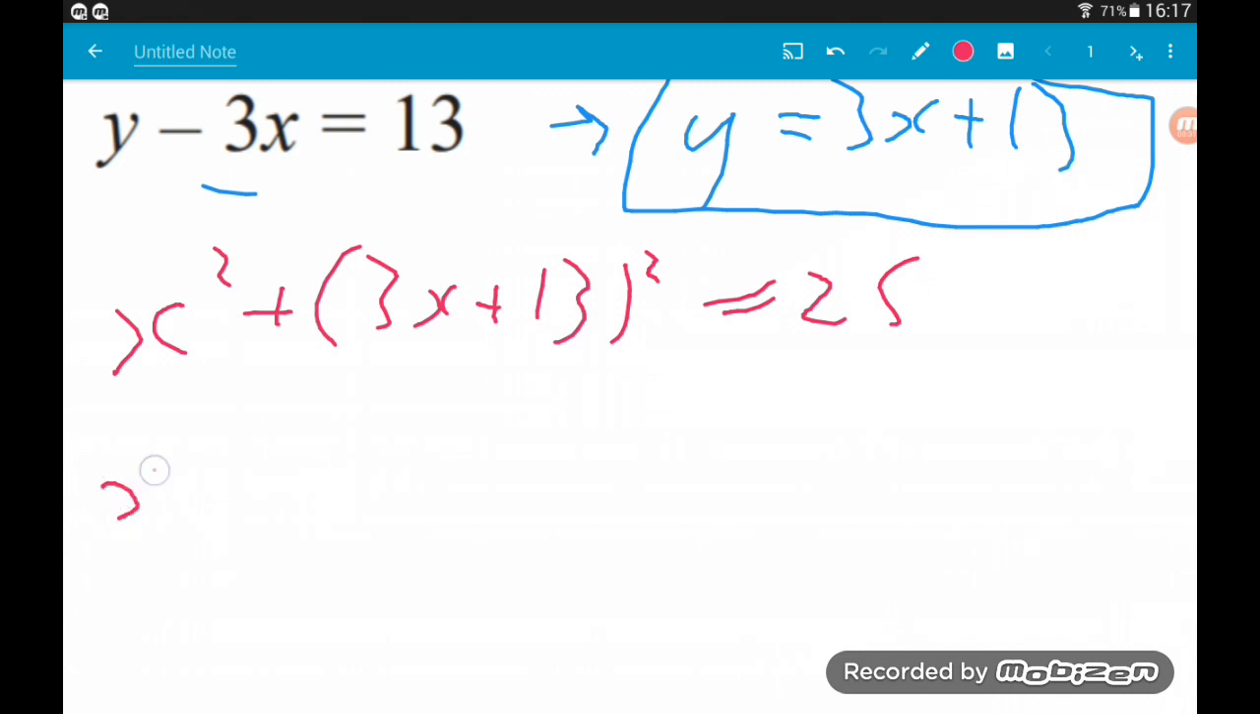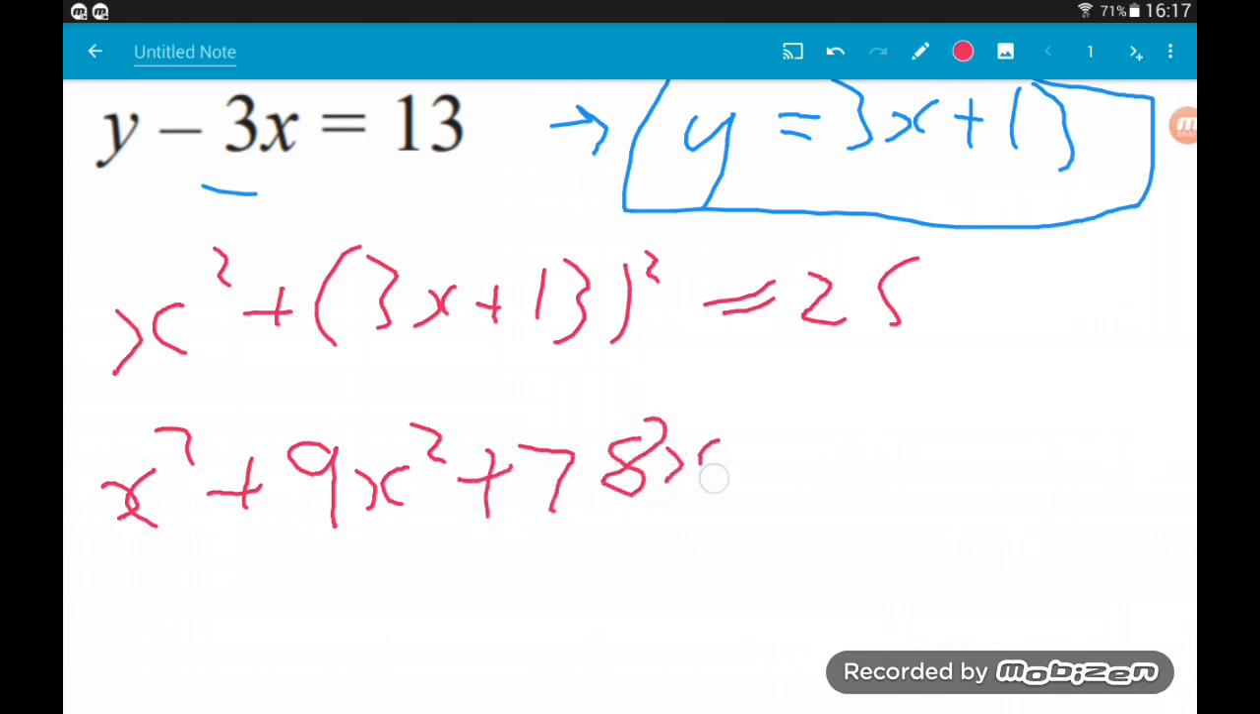So if we expand the bracket, we've still got this x squared at the start. Then we're going to get 9x squared. We're going to get 2 lots of 39x, which is 78x. And then we're also going to get 13 squared, which is 169. So, that's our left hand side. And then on the right, we've still got is equal to 25.